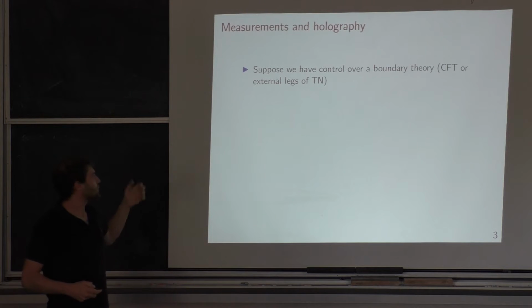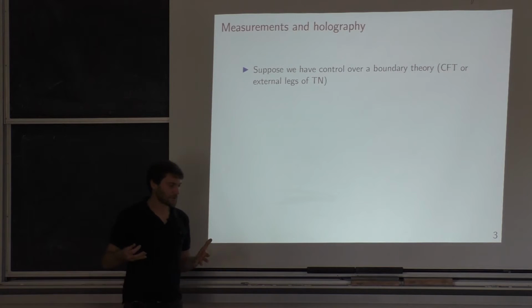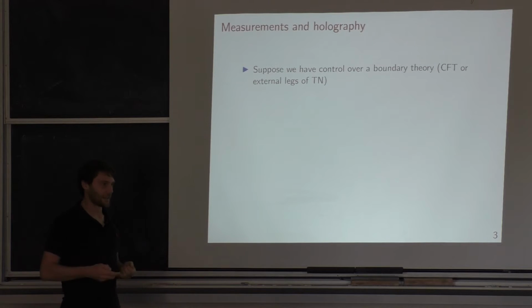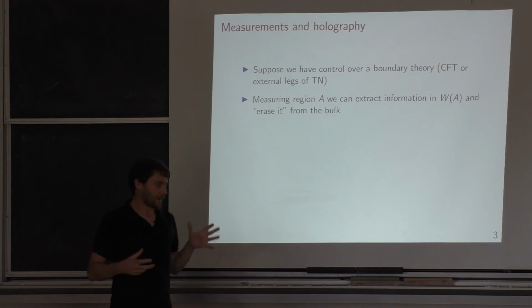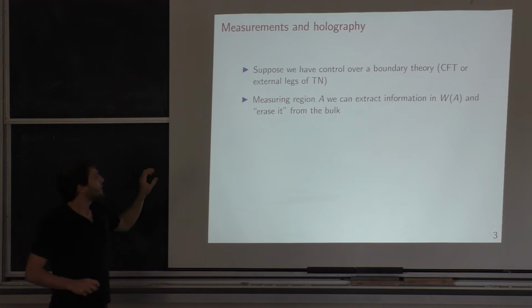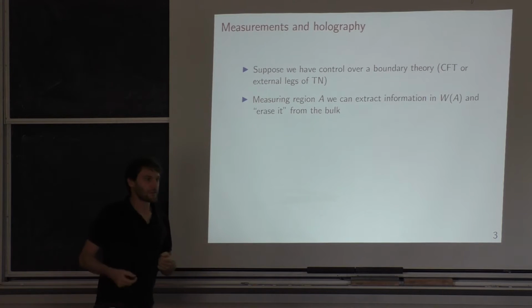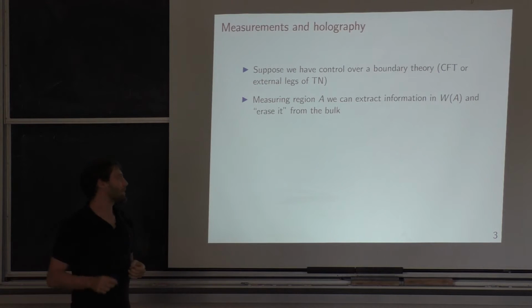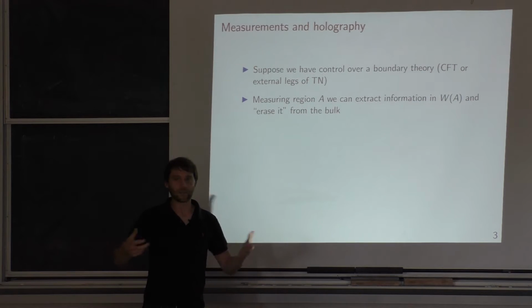Suppose that we have control over a boundary theory. In the continuum case, we will have a CFT, or we can have the external legs of a tensor network. Then suppose that we make some projective measurement on subregion A. This subregion in principle can access everything in the entanglement wedge, so once you project and measure that subregion, you can extract information in the entanglement wedge, which will not be part of the bulk description anymore.